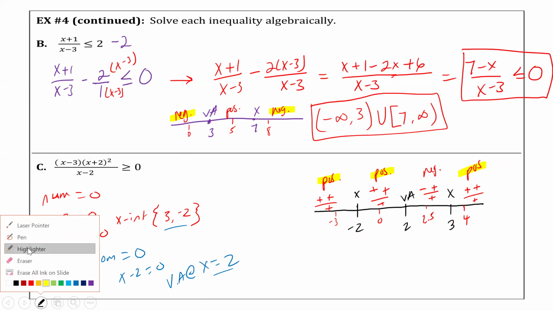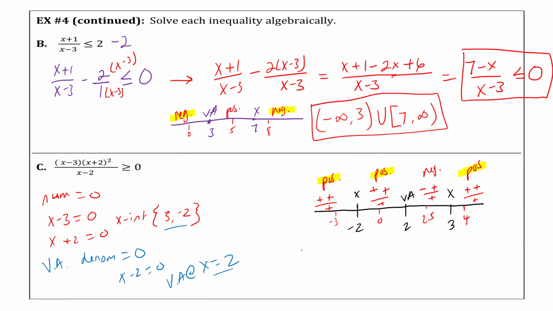So we have negative infinity to 2, and these are both parentheses because, like Alana just said, 2 is a vertical asymptote. And then we become positive again from 3. 3 is an x-intercept, so it's a bracket. So 3 to positive infinity. And that would be our solution.